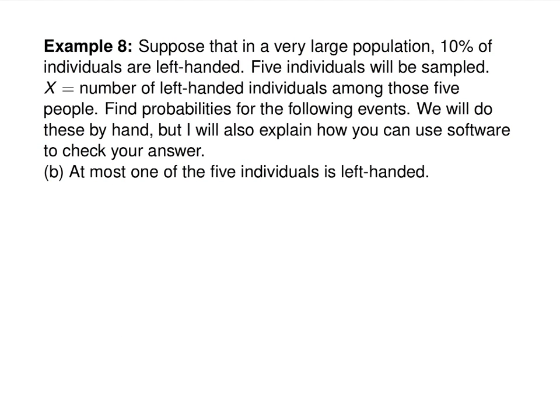At most one of the 5. So, vocabulary. At most 1 means 1 is the biggest, right? So that means 1 or 0. So it's the probability that x is less than or equal to 1. That's the probability that x is 0 or x is equal to 1. Does that translation make sense? If at most 1, that means 1 or none. If I said at least 1, that would mean 1 or more.